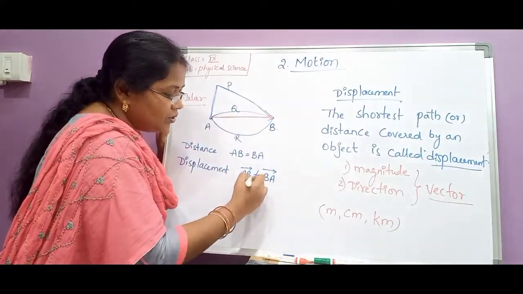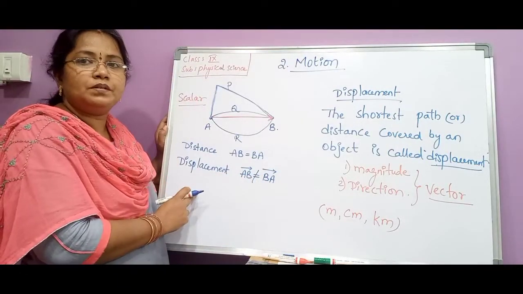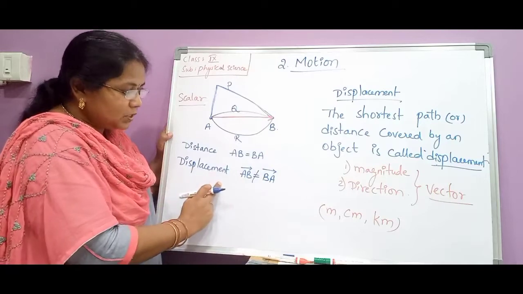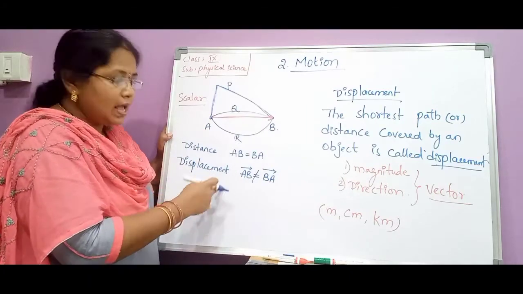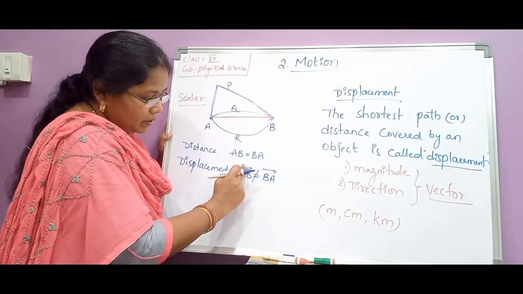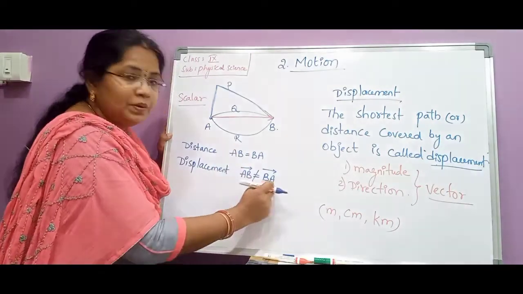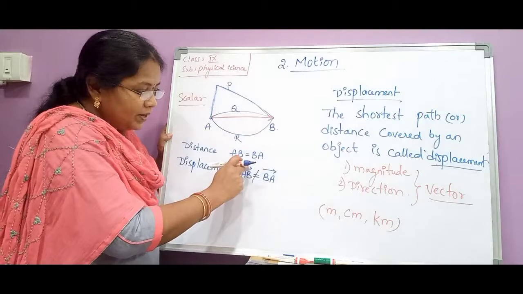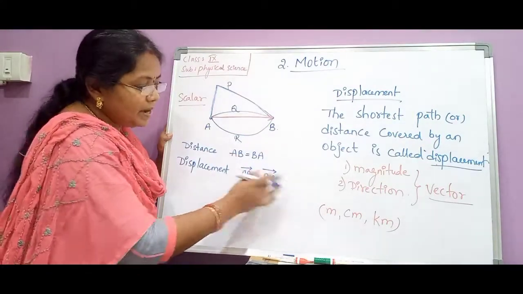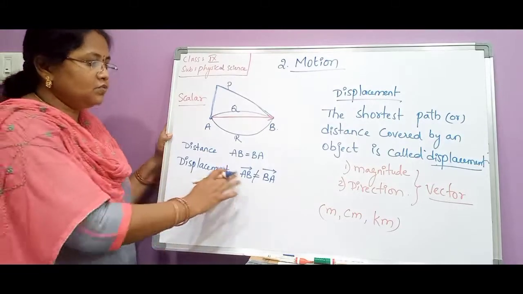Therefore, AB is not equal to BA in case of displacement. In case of distance, we can write AB is equal to BA. But in case of displacement, as it indicates direction also, we cannot write AB with arrow equal to BA with arrow, because this arrow indicates the direction. These two are in opposite directions, so they may not be equal. Okay, children, this is one point.